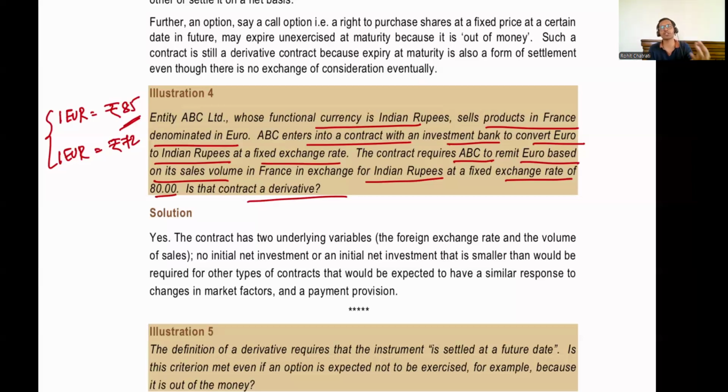It satisfies all three conditions to be a derivative contract, and hence this will be considered a derivative contract as per Ind AS 109. What is the implication of considering this as a derivative contract? It basically means that on each balance sheet date, this contract will be reflected at fair value with all the changes in the fair value being taken to P&L. Once the contract satisfies the definition of derivative, you are required to measure the contract at fair value on each balance sheet date, and any gain or loss should be reported in the P&L account. That is the implication.